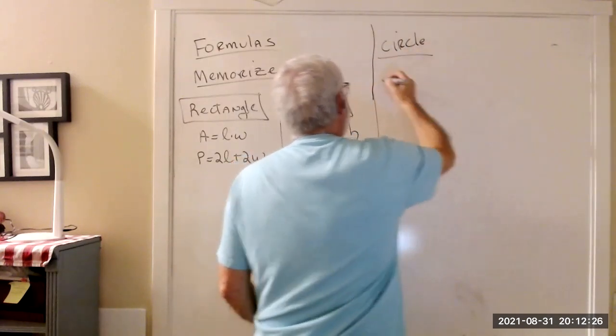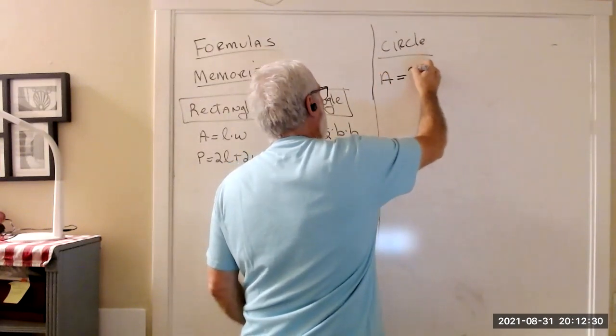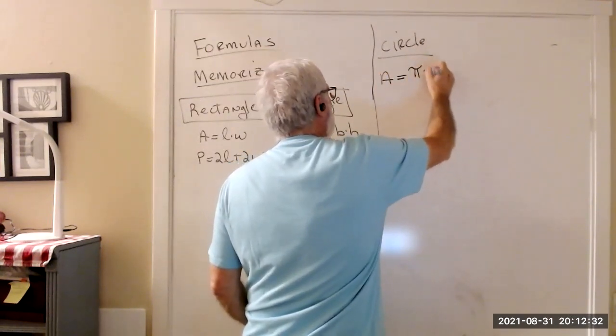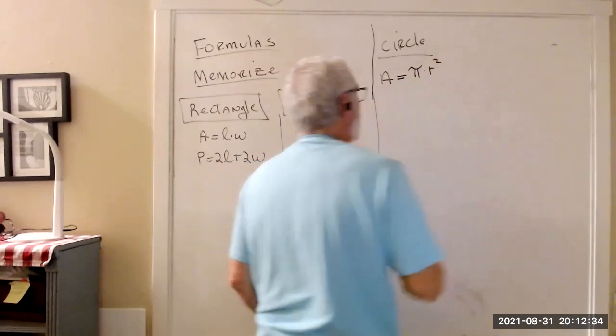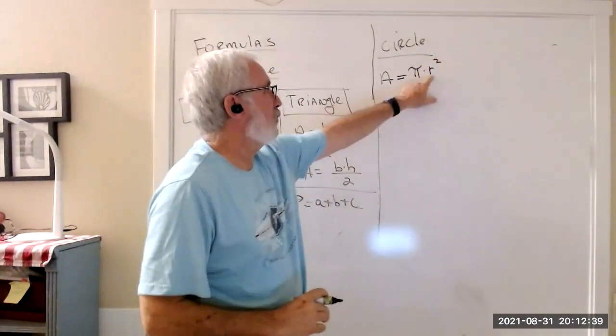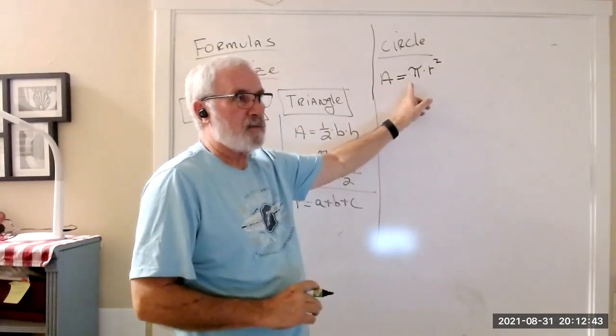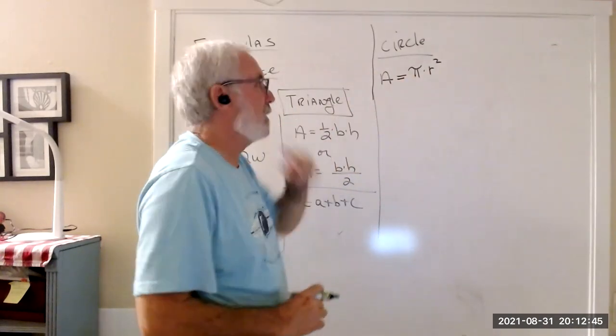Okay. The area of a circle is pi times the radius to the second power. Now keep in mind PEMDAS. First you do the power, radius to the second power, then you multiply it by pi. Okay, hang on a minute.